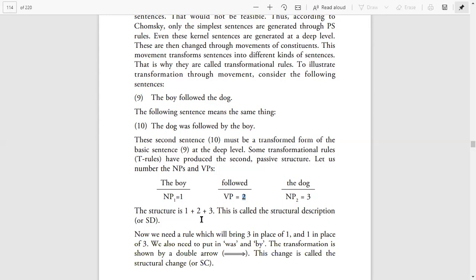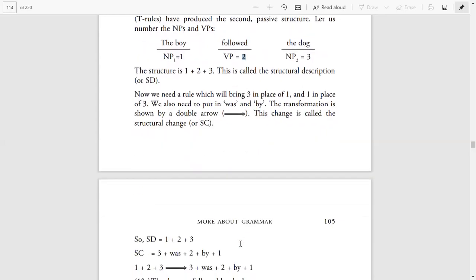And the second structure, the structure of example number 10. What did we do here? We just change the position. First of all, we have 1 plus 2 plus 3. Then what will we do? We change the position of this, and we put the dog at the position of 1, and the boy at number 3, right? So we also added was and by in sentence number 10, and you can also say we changed the position. So this is the structure for another sentence.